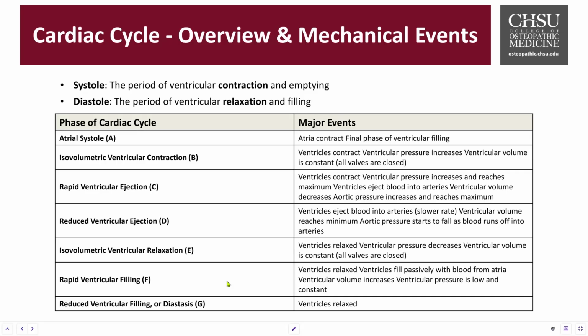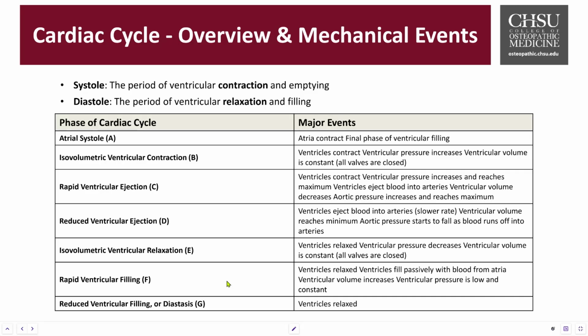This is the final phase of the ventricular filling, and it progresses through the ventricular contraction. That then leads into letter B, the isovolumetric contraction. This is a phase where the ventricles contract and the ventricular pressure increases, and the ventricular volume is constant, leading to all the valves being closed. Brief moment there. Then letter C is called the rapid ventricular ejection. During this phase, the ventricles contract, ventricular pressure increases and gets to maximum, and the blood gets pushed out. The aortic pressure also increases and reaches maximum as well.